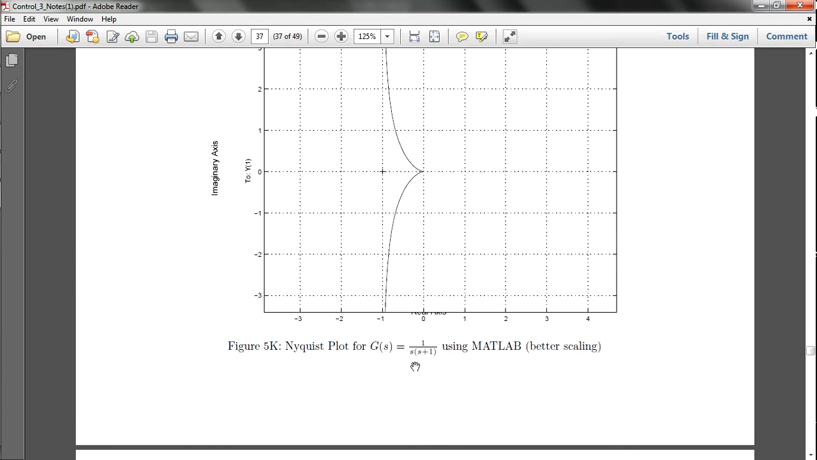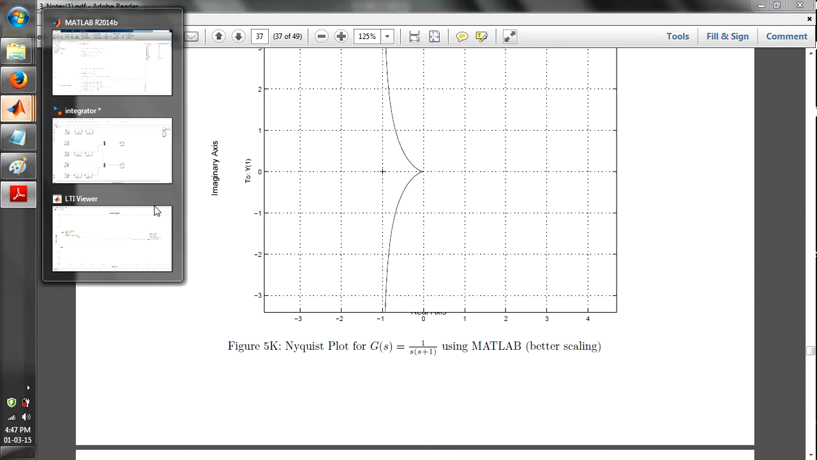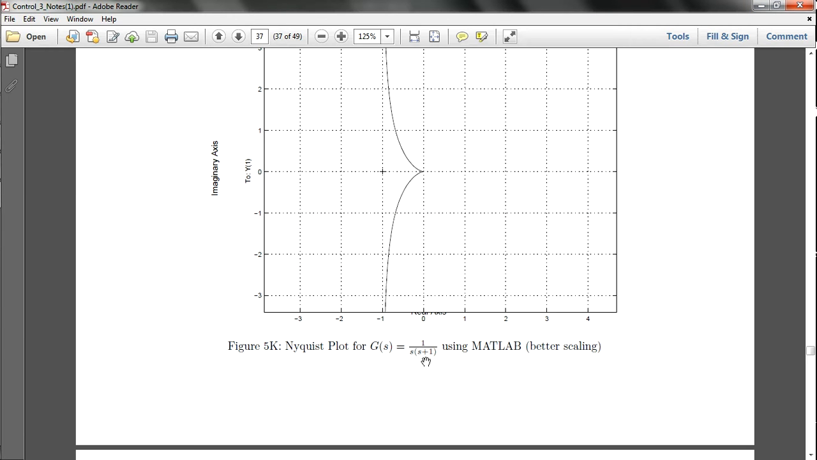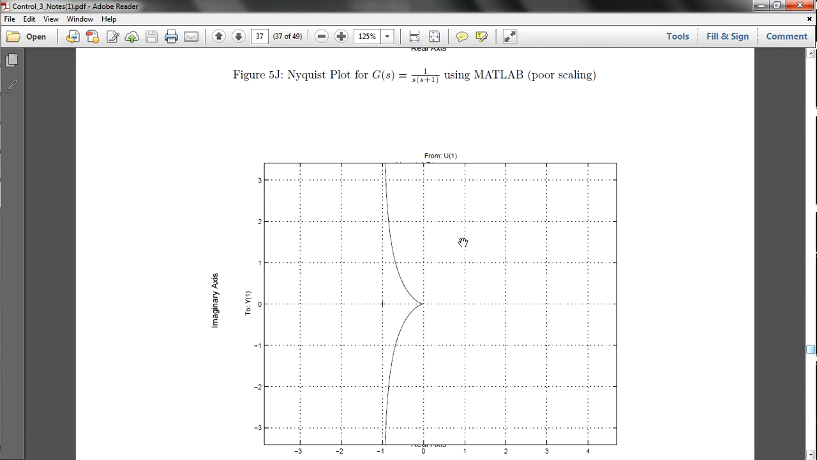As you can see, this one is actually what we are plotting in the Nyquist plot now. It is s times (s plus 1). As you can see, this is the trend. And then this is the negative, this is the positive.